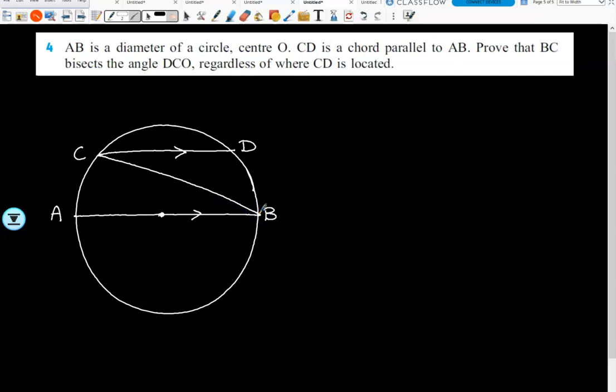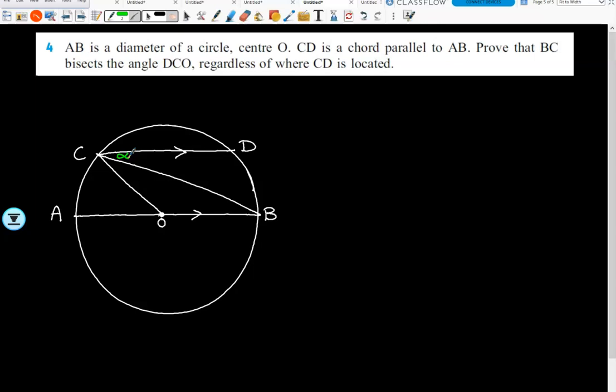It's almost like we have alternate angles. Anyway, prove that BC bisects the angle DCO. This is your O, right? Regardless, what does it mean to bisect? Cuts equally. So we need to let one of these be alpha. Agreed? So shall we do this one? So let that one be alpha, and then what's going to happen?